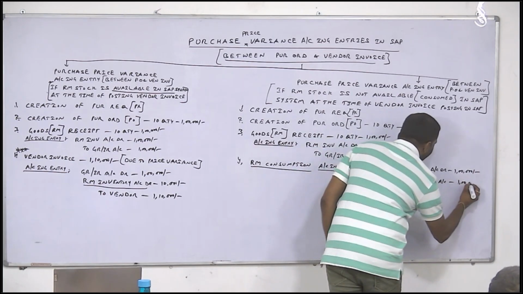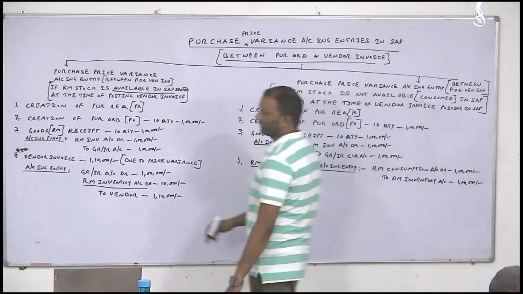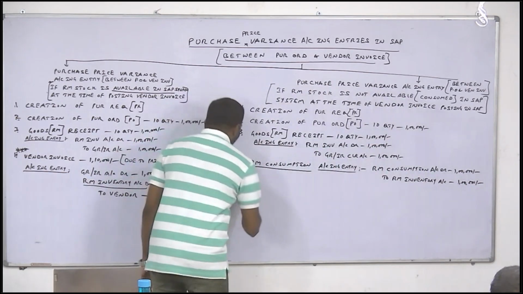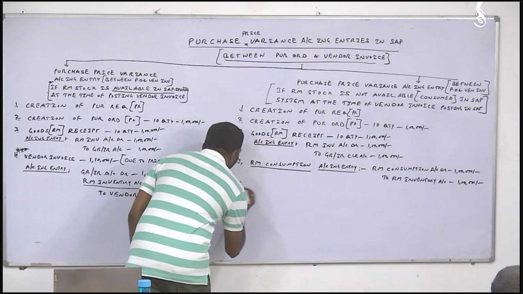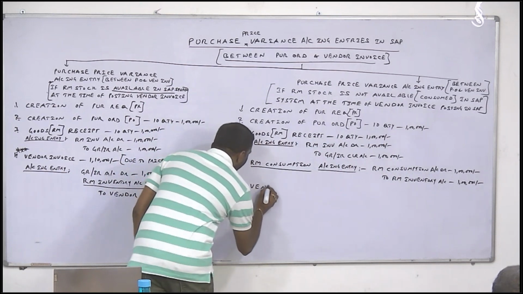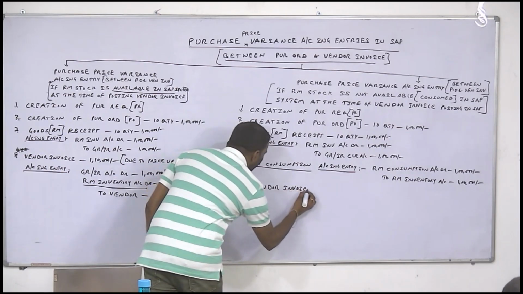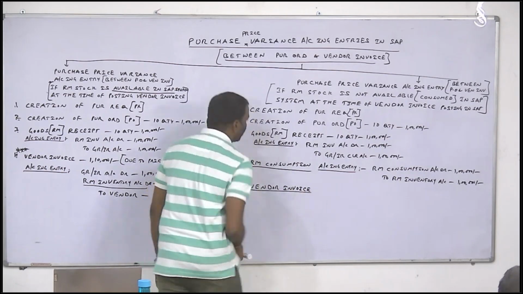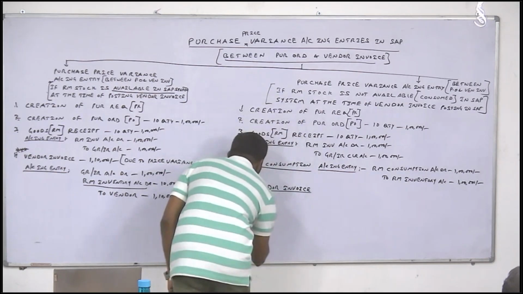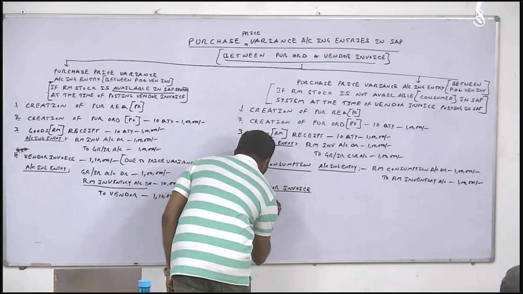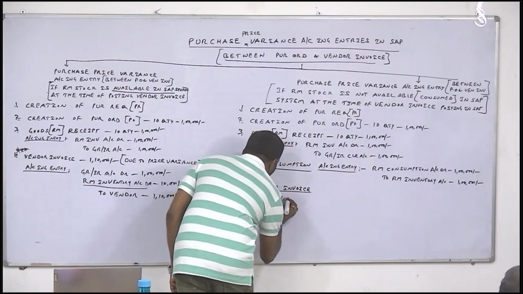How much? Then what is the fifth one? Payment. I have received the vendor's invoice, so I should raise the vendor invoice in SAP. Okay, then tell me what is the accounting entry? GRIR account to vendor.